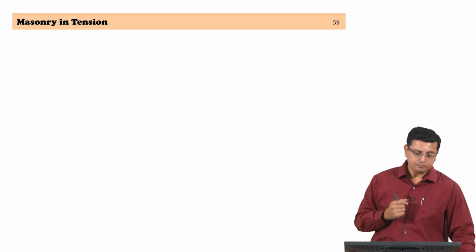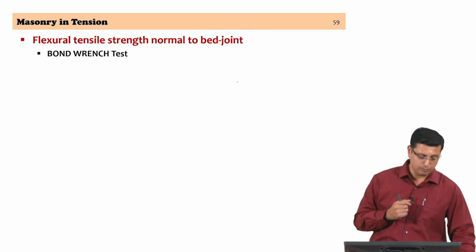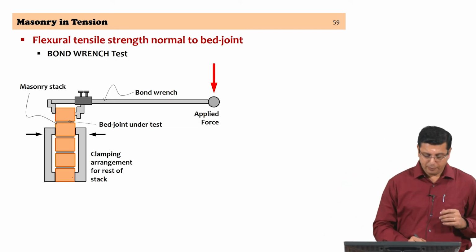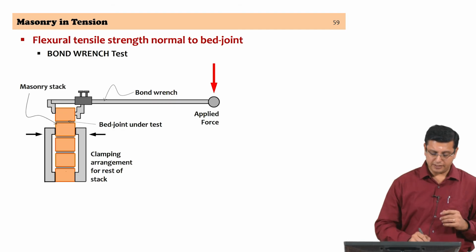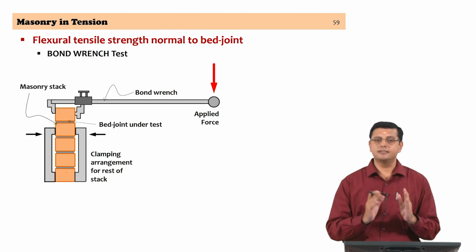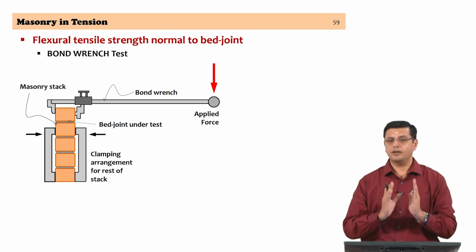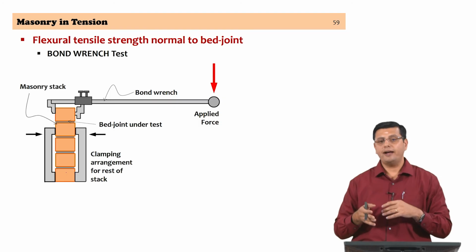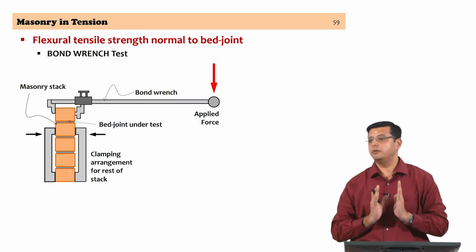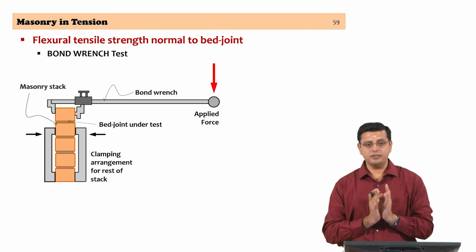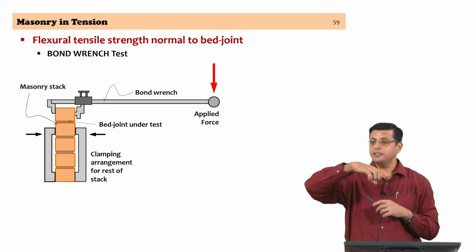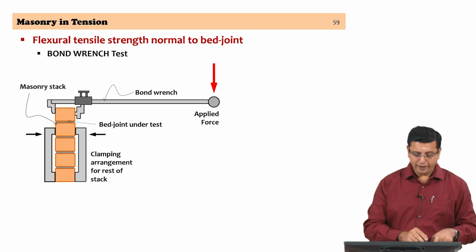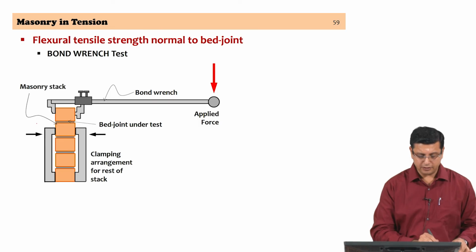So, in this test called the bond wrench test, what you are really doing is you prepare a stack of bricks. You have the stack of bricks that is seated inside a clamping arrangement. You make a stack of bricks that is about 5 bricks high, and then you have a clamping arrangement to hold the lower 4 brick units. You have a wrench that will hold on to the top unit, and the bed joint that you are testing is really this bed joint here.